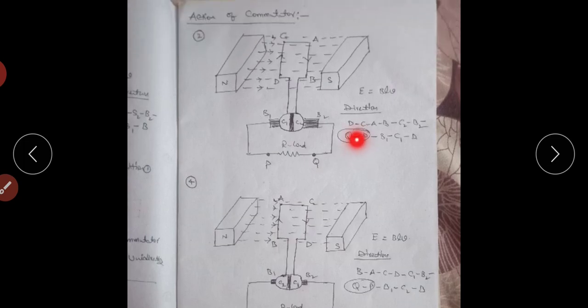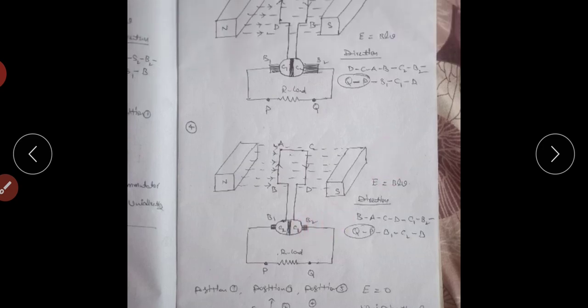But in this case, if we replace slip rings by commutator, after 180 degrees rotation in position 2 and position 4, the commutator segment positions are interchanged. In position 2, C1 B1 are connected and C2 B2 are connected. In position 4, C2 B1 are connected and C1 B2 are connected. Because of these connections, the external load current direction in position 2 and position 4 is the same.